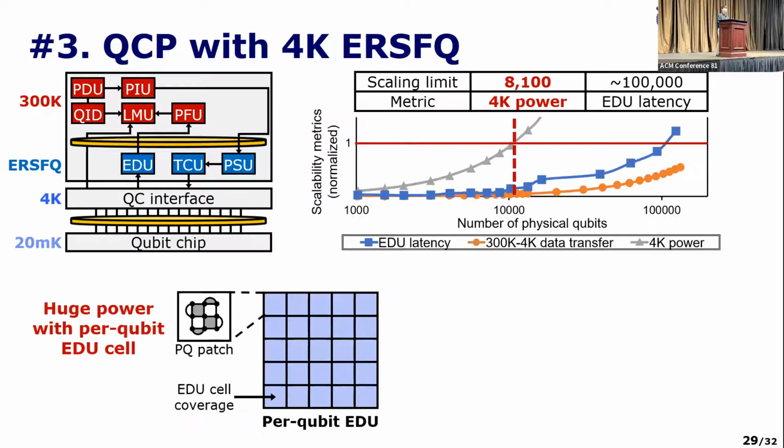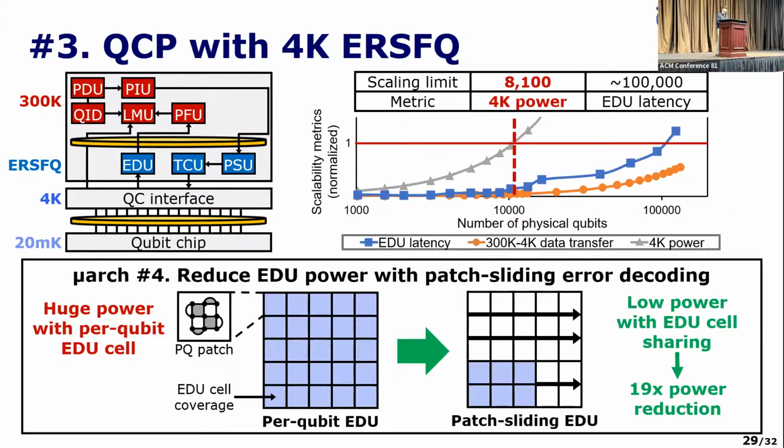However, when we move EDU to 4 Kelvin, we cannot improve the scalability again due to the huge 4 Kelvin power consumption for its per-qubit EDU cell. Therefore, to resolve this challenge, we propose a low power EDU architecture with the patch sliding scheme.